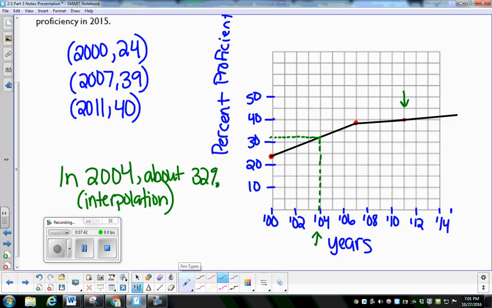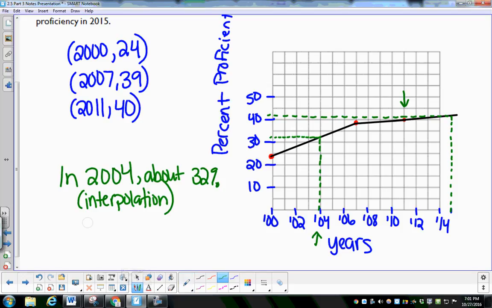Now we're going to do the same thing. We're going to find 2015. We're going to go straight up. Oh, excuse me. And then we're going to go straight over as well as we can. And I'd say that, I mean, it's really not far above 40%, 41 or 42% maybe.